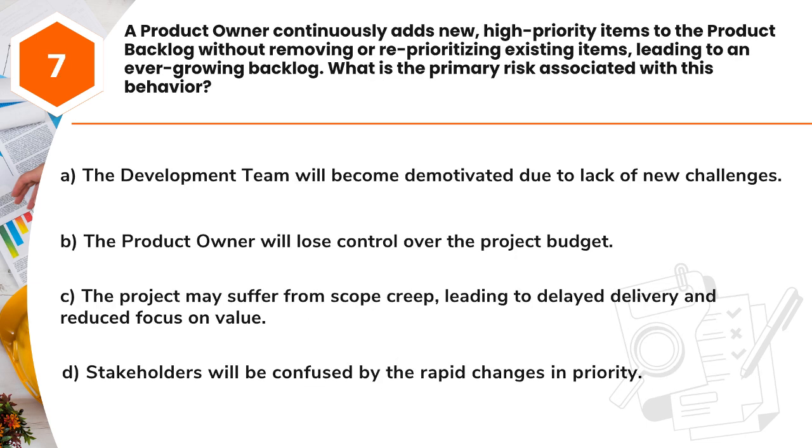Question 7. A product owner continuously adds new, high-priority items to the product backlog without removing or reprioritizing existing items, leading to an ever-growing backlog. What is the primary risk associated with this behavior? A. The development team will become demotivated due to lack of new challenges. B. The product owner will lose control over the project budget. C. The project may suffer from scope creep, leading to delayed delivery and reduced focus on value. D. Stakeholders will be confused by the rapid changes in priority.